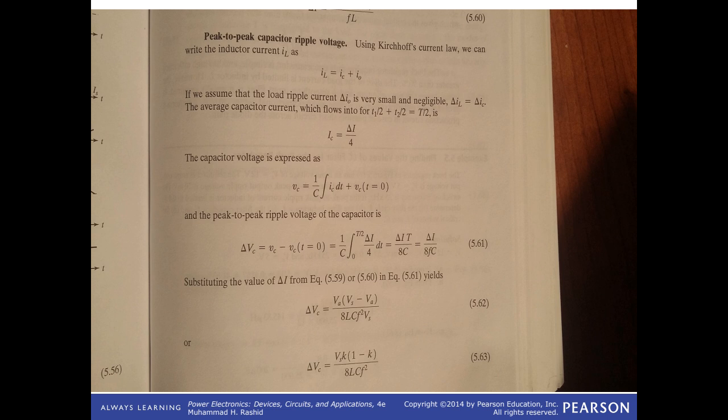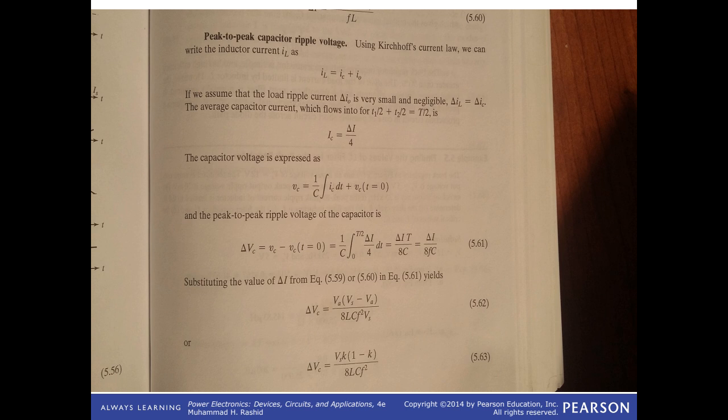Power Electronics book. One of the best books in the world. And in many universities in the United States, everywhere, there are two books that are very popular. One of them is Mohammed Rashid's book. The other one is Professor Rashid's and Professor Mohan's book.